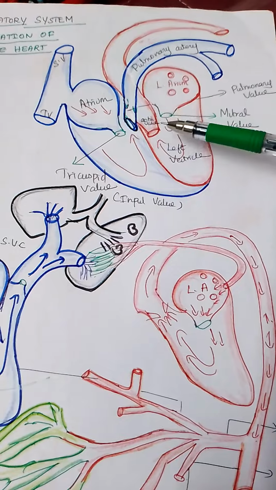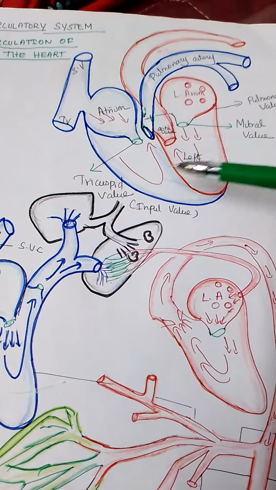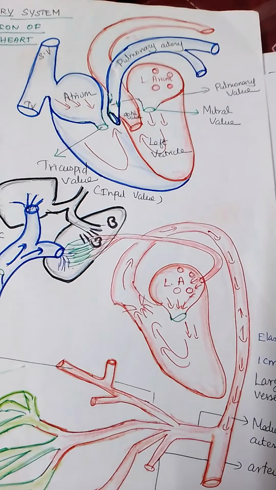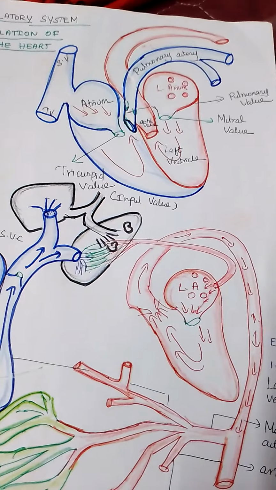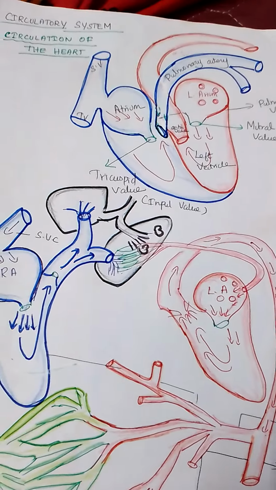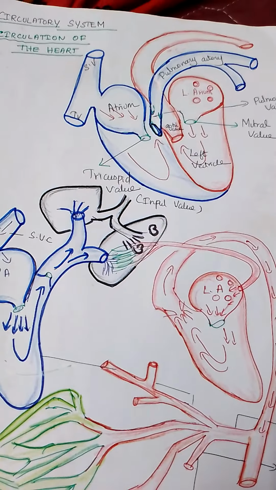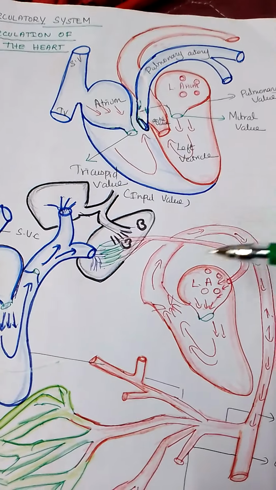And you should never confuse this. It is called the circulation of the heart, isn't it? It is called the circulation of the heart. It is not the blood supply of the heart. With tension, you are always making a mistake. When the circulatory system of the heart is asked, you are writing the blood supply of the heart. Blood supply is different; here only circulation takes place.